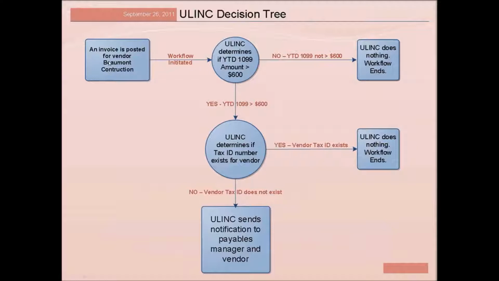But when you create a workflow, this is where you think about what you want your business process to be like. And for this particular instance, it's a matter that an invoice is posted for vendor Beaumont, and if this is greater than 600, the U-Linc does nothing on the workflow. But if it is greater than 600 year-to-date, then they need to do something around the 1099. Now, U-Linc looks at it, determines if the tax ID number exists for a vendor. If it does, U-Linc still does nothing because it's all complete. But if it doesn't have a vendor tax ID, then U-Linc sends notification to payables manager and to vendor. Okay, so that's how the workflow actually looks underneath the covers on this.